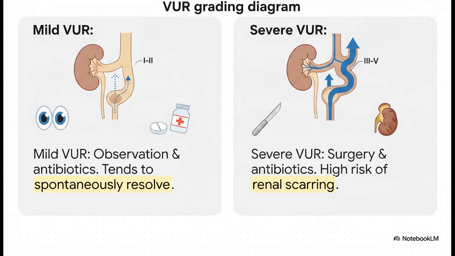Mild VUR is generally managed with observation, bladder and bowel management, and occasionally prophylactic antibiotics, mainly because it often resolves spontaneously as the child grows. Higher grades, however, require prophylaxis and surgical intervention. A DMSA scan is often used to evaluate for the major complication here, which is renal scarring.